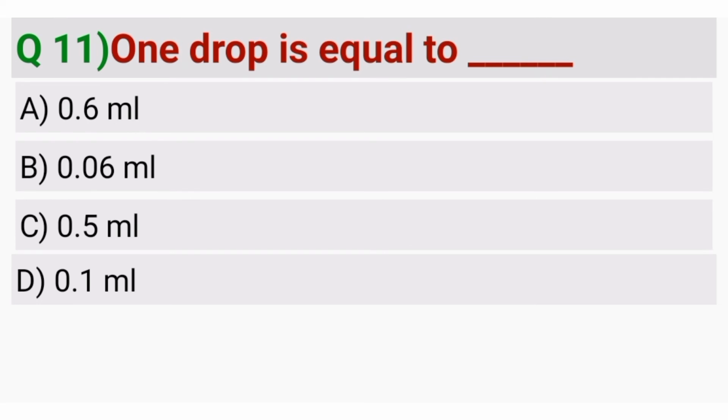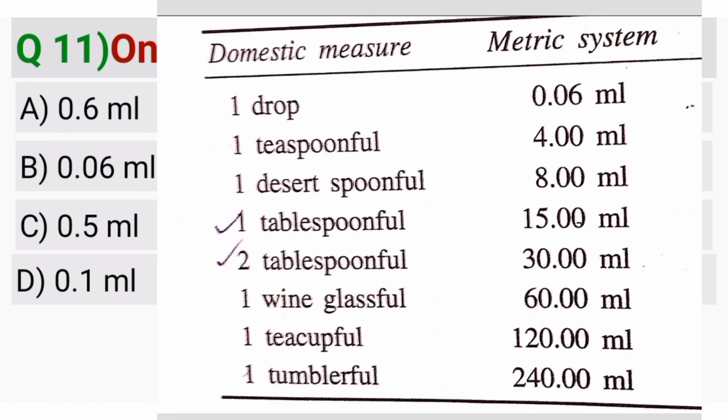Question number 11. 1 drop is equal to? Options are 0.6 ml, 0.06 ml, 0.5 ml and 0.1 ml. Here the answer is option B, 0.06 ml. Here the table: 1 drop is 0.06 ml, 1 teaspoon is 4 ml, 1 dessert spoonful 8 ml, 1 tablespoonful 15 ml, 2 tablespoonful 30 ml, 1 wine glass full 60 ml, 1 teacup full 120 ml and 1 tumbler full is 240 ml.